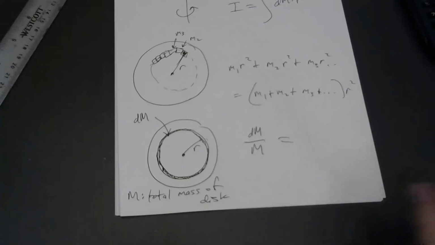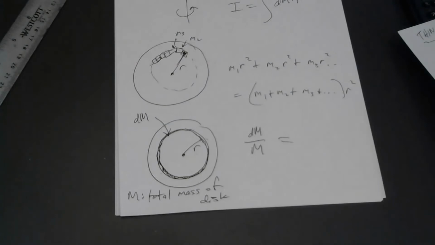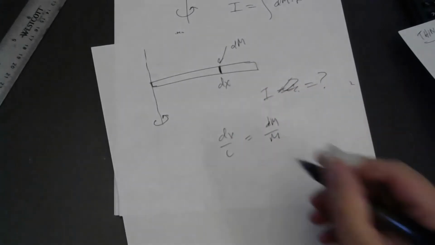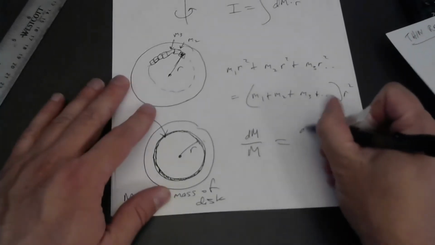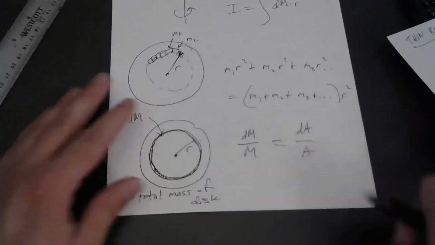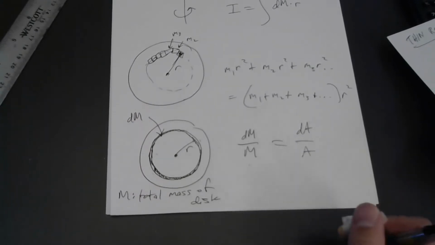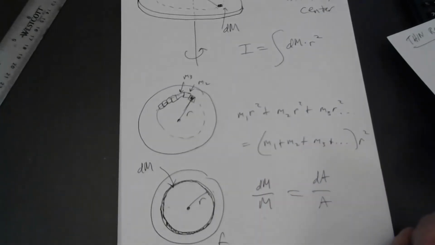Well, what would that ratio be? Previously, I said for the rod, it was dx compared to L. Let me see if I can find that. Let's just rewrite it. I said dx compared to L was dm compared to the entire mass. Can we make a similar statement here? Well, a rod is one-dimensional. Now we're talking about a two-dimensional problem. So perhaps it would be the area, dA, of this thin hoop compared to the total area of the disk. It's still that same statement of proportionality. That's our starting point for turning this symbolic integral into something that we can actually integrate.